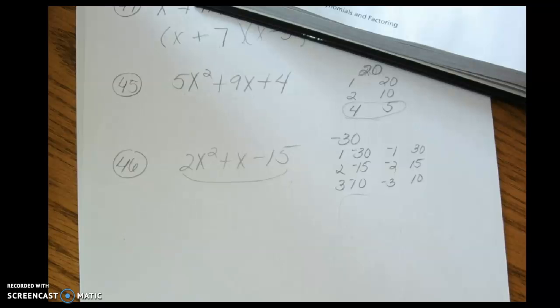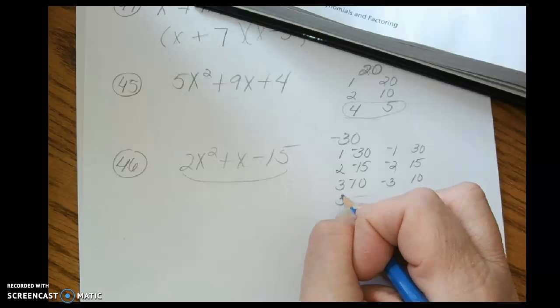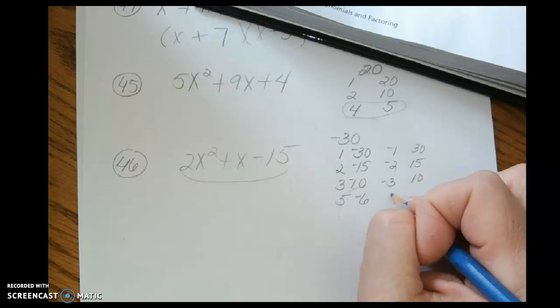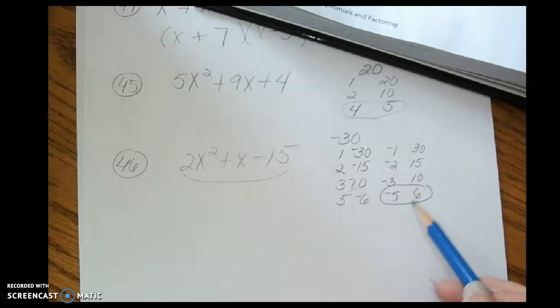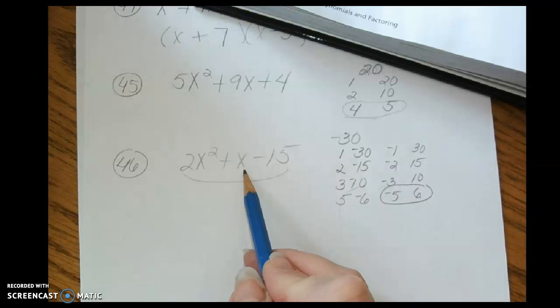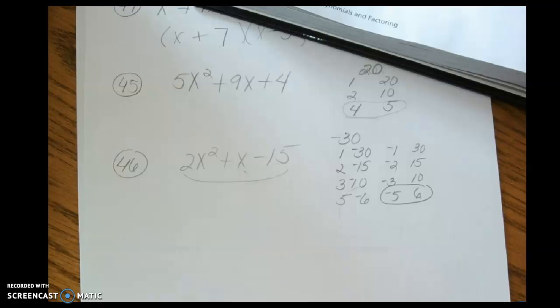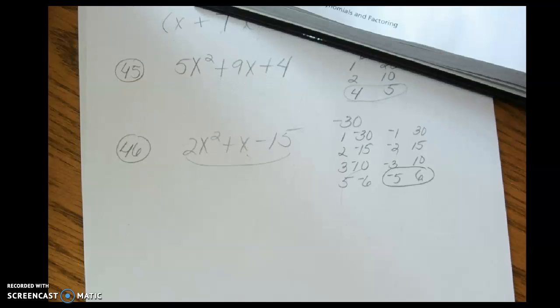Did I miss one? Oh, and I forgot another one. I'm like, why isn't it there? It's because I forgot it. 5 and 6. So then we have negative 5 and positive 6. And this would actually be the one we would use, because negative 5 and positive 6 is 1. And then from there we would do the regrouping. Like I said, we're going to pick that up in number 47, so I'll go into more detail on how to do that.